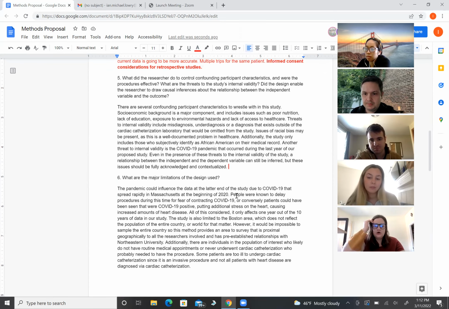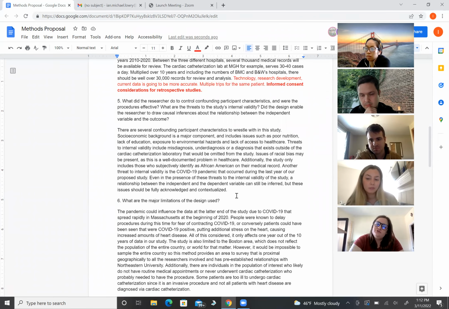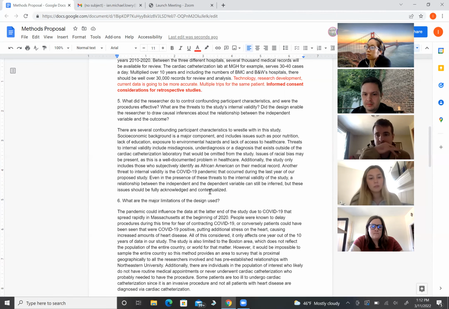I think that's also a good reason why we do a retrospective study, because starting today or starting in 2020, there'd still be issues with COVID. Yeah, probably massive issues. I know a lot of people's elective procedures are still getting canceled and delayed, and it's going over 2 years on this pandemic. So by choosing 2010 to 2020, we minimize the effects of COVID on our study.